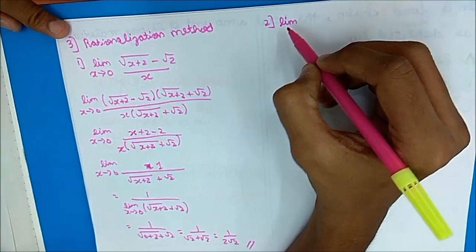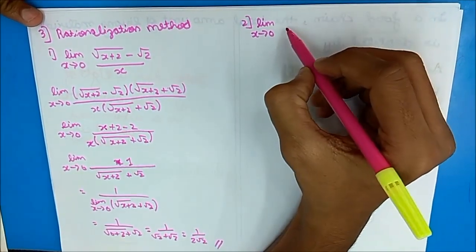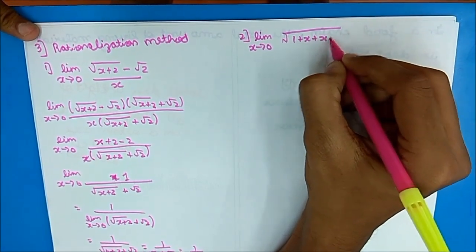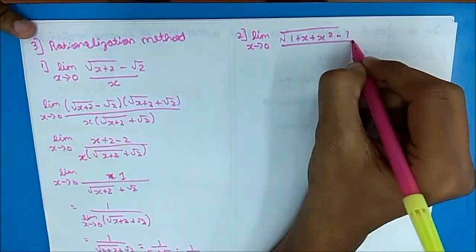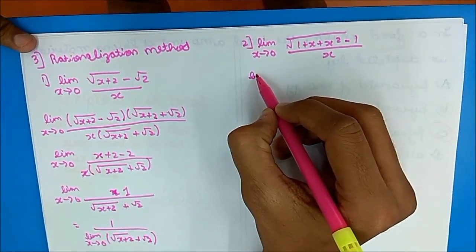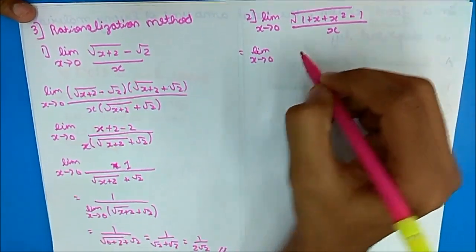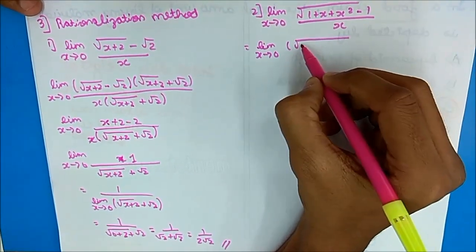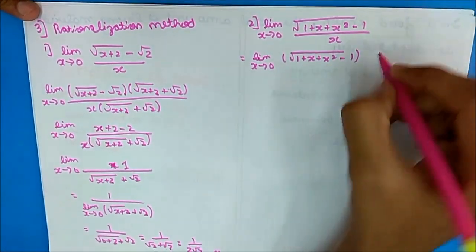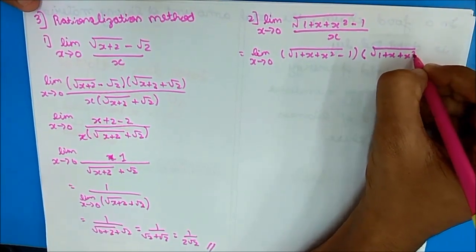That is the first example. Now limit x tends to 0, root of (1 + x²) minus 1 upon x, equal to limit x tends to 0, (root of (1 + x²) − 1) into (root of (1 + x²) + 1).